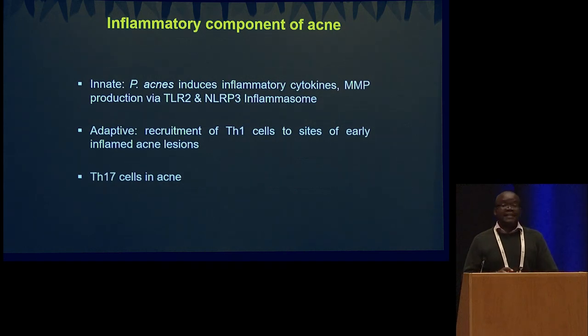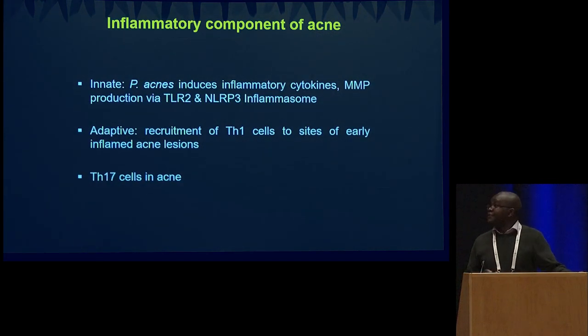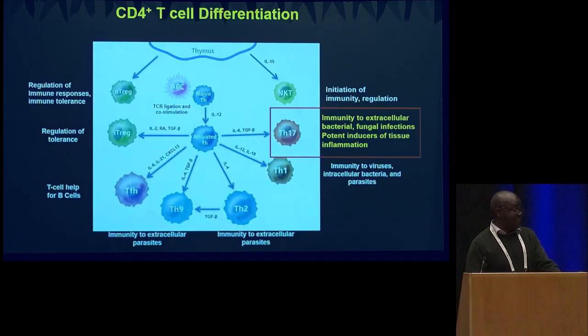Both the innate and adaptive components of the immune system are involved. We know that P. acnes is mainly recognized by toll-like receptor 2, and it also activates the inflammasome complex, leading to the production of pro-inflammatory cytokines such as IL-1, IL-8, and IL-12. And Th1 cells, actually, Paul is over here. Paul is the one who discovered the role of Th1 cells, and he showed that Th1 cells are recruited to the sites of early inflamed acne lesions. And today, I'm mainly going to show you the role of Th17 cells in this disease.